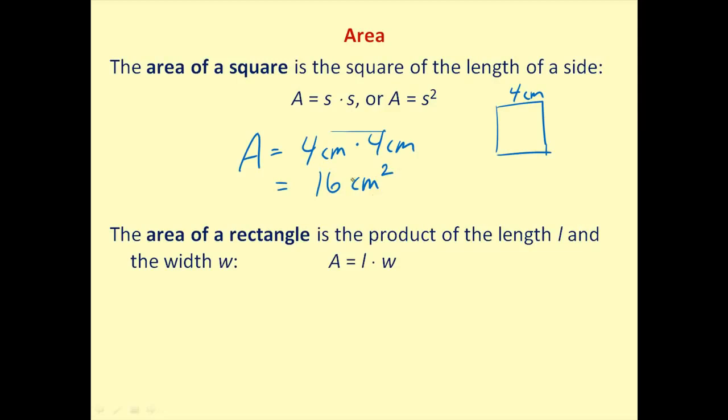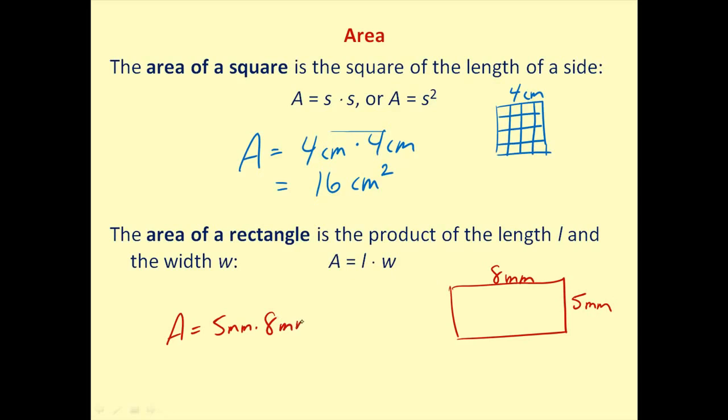Notice the units for area are square units. And where that comes from is if we were to take this square and divide it into square centimeters, there would be 16 of them inside the square. And this is very similar to a rectangle. If I have a rectangle that is 5 millimeters by 8 millimeters, the area will be equal to the length times the width, or 5 millimeters times 8 millimeters, which would give us 40 millimeters squared.